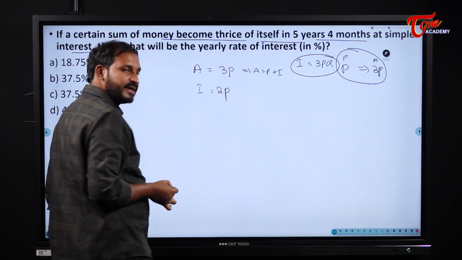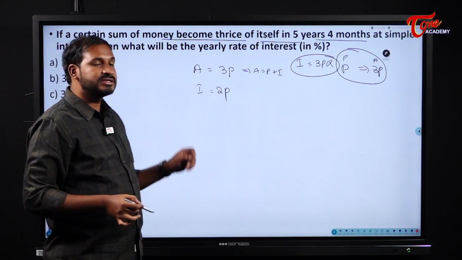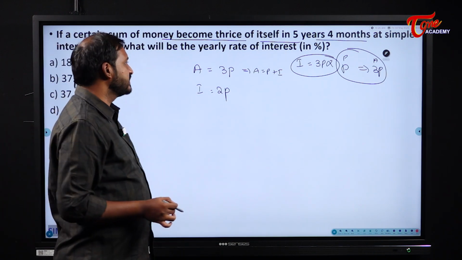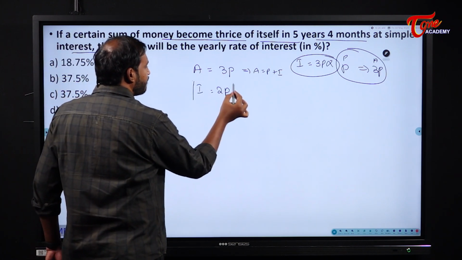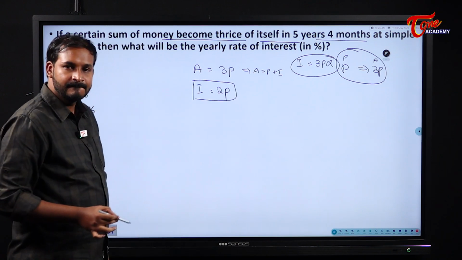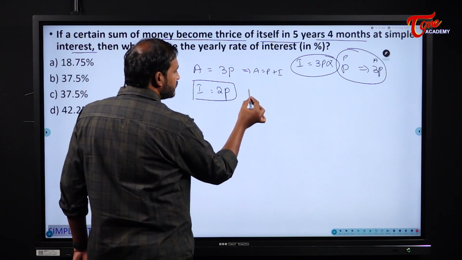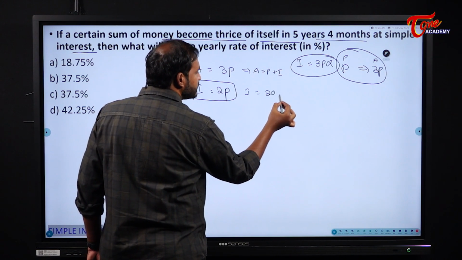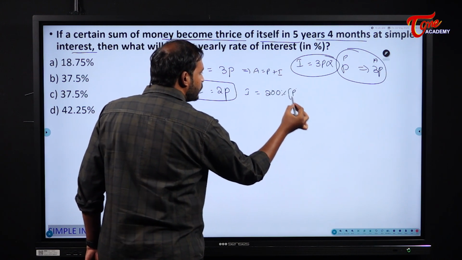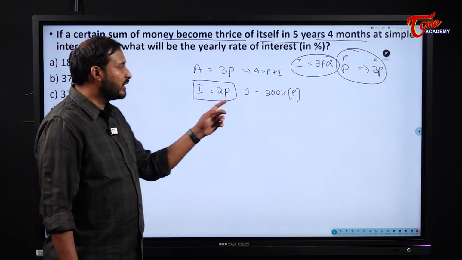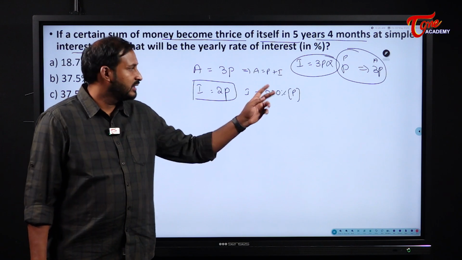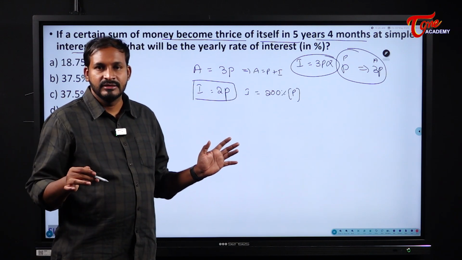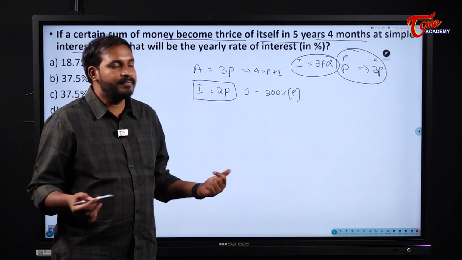Already principal 1p is there. So interest will become how much? 2p. Interest is here how much? 2p. Okay. 2p means, tell me what it is actually. Interest is what? Can I write this as 200% of principal? 2p means what? 200% of principal. Am I correct or not? Double, right? 100% means a p. 2p means 200% of principal.